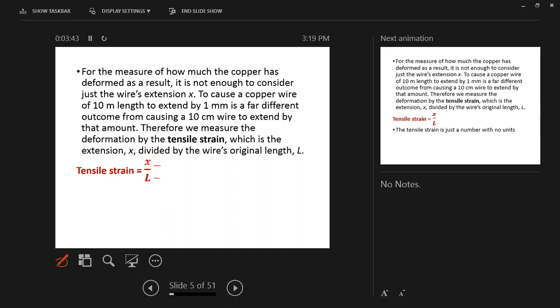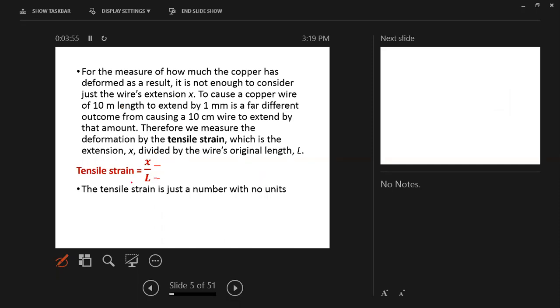As you see here, the amount of extension and the length of the object have the same unit. That's why the tensile strain will not have any unit. It is going to be unitless.